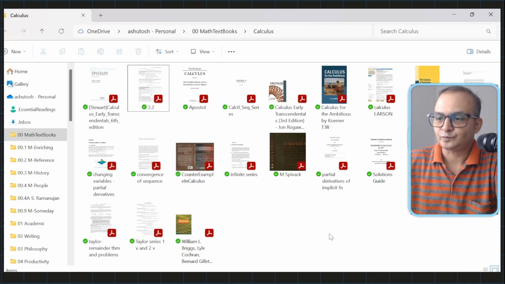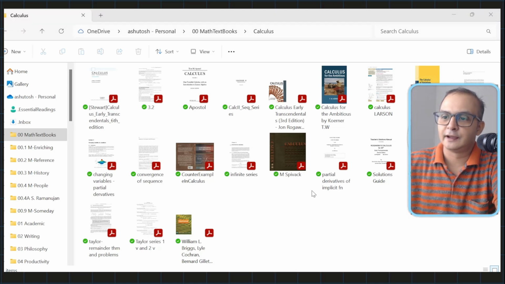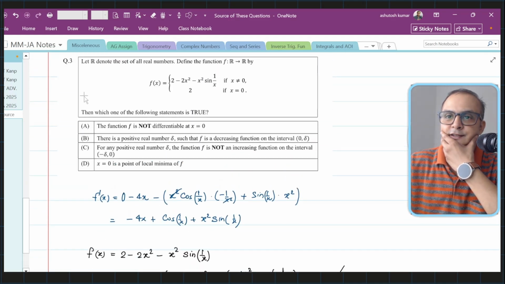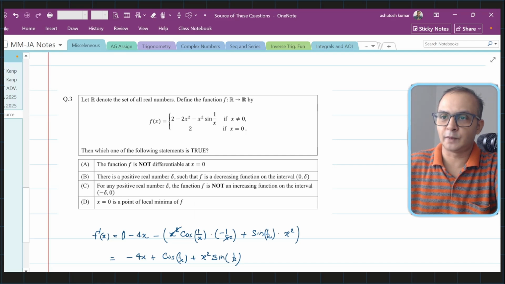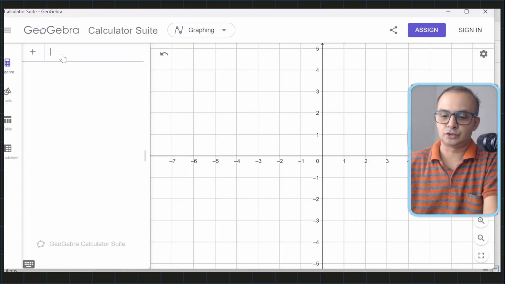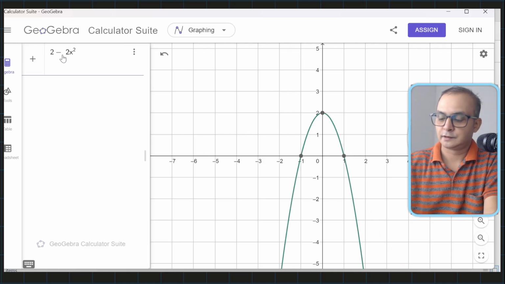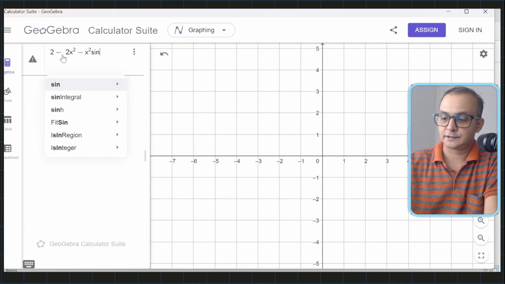All right. So now I'm going to show you how this graph can be drawn in GeoGebra, and we can see how it behaves. So especially this question number 3. So here we are in GeoGebra, and the function we have is 2 minus 2x squared minus x squared sin(1/x).